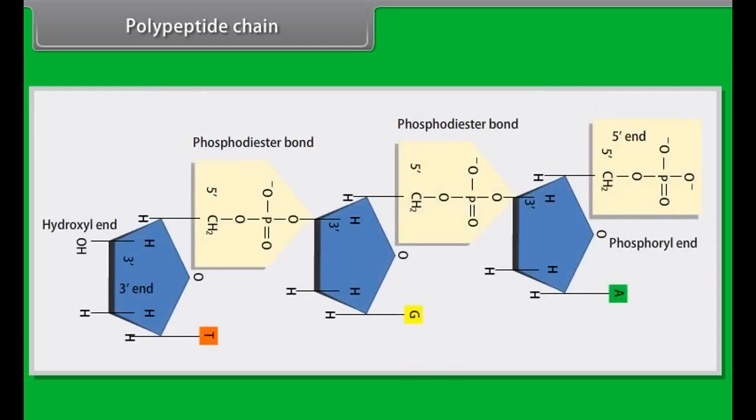A polynucleotide chain has a phosphate moiety at one free end of the ribose sugar. This is known as the 5' end of the polynucleotide chain. The other free end of the ribose sugar has an attached OH group. This is called the 3' end of the polynucleotide chain.